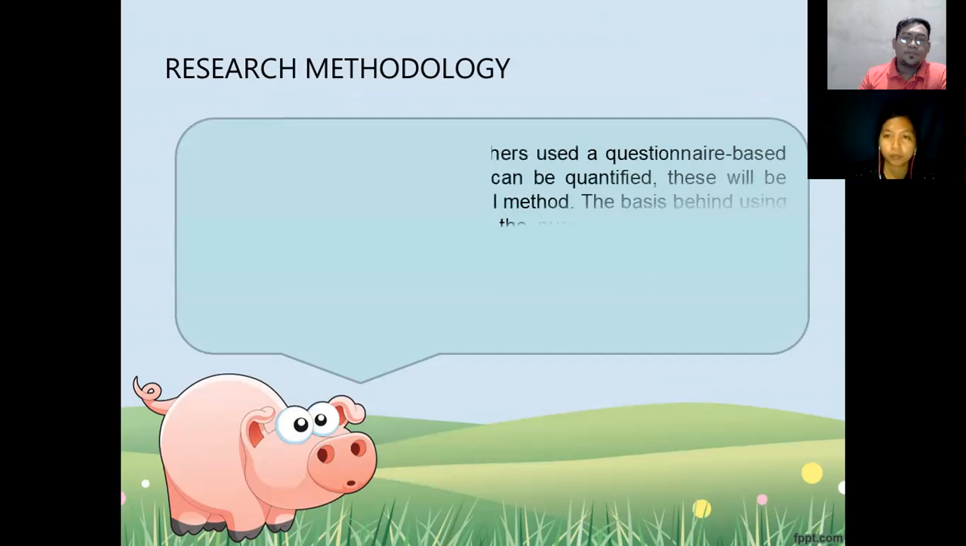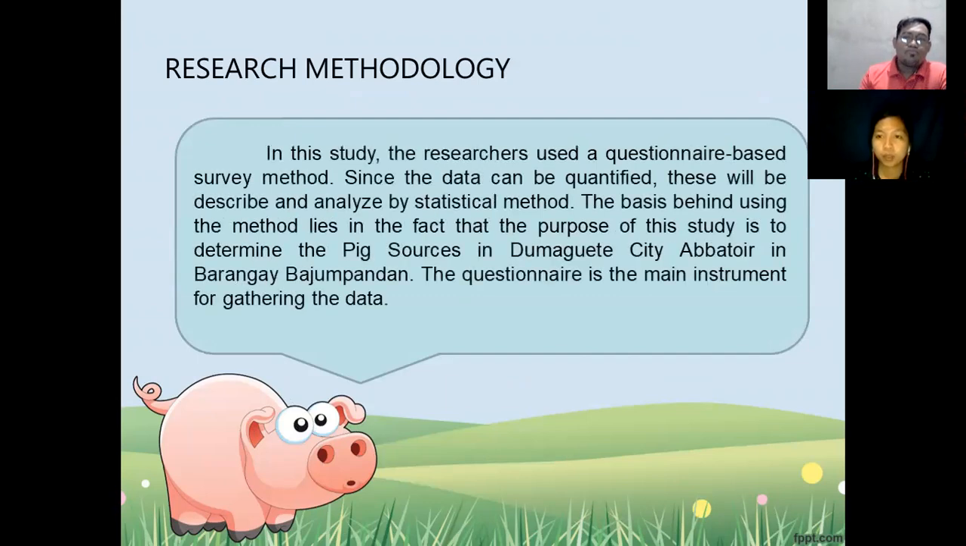Research methodology. So our research methodology in the study is that the researcher used a questionnaire-based survey method since the data can be quantified. This will be described and analyzed by a statistical method. The basis behind using the method lies in the fact that the purpose of this study is to determine the pig sources in Dumaguete City Abattoir in Barangay Bajumpandan. The questionnaire is the main instrument for gathering this data.